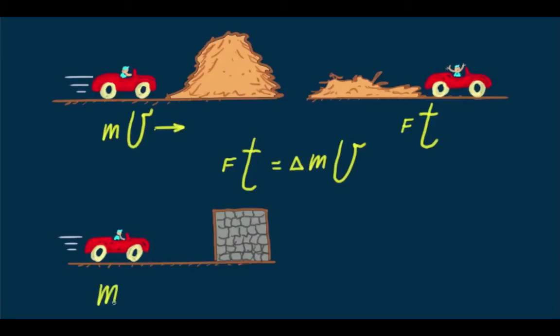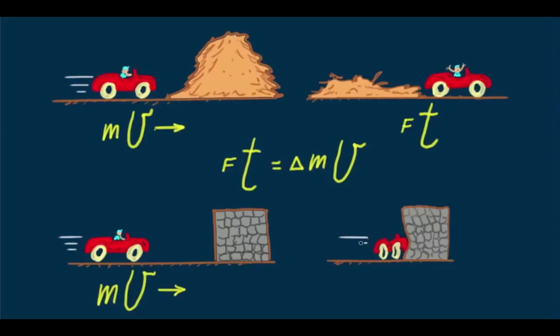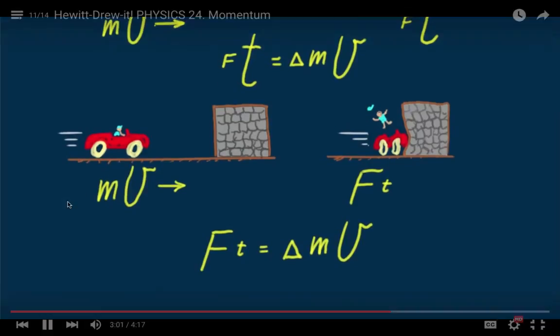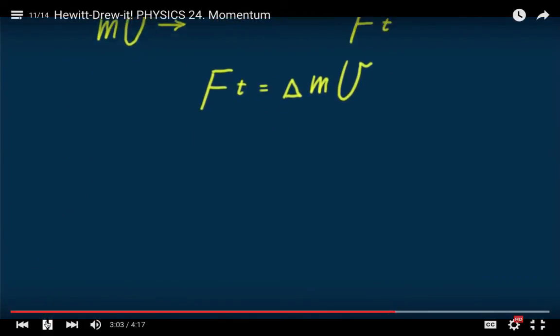But suppose the collision is with a stone wall. Oops. Here the impulse is mostly force because the time during which the impulse occurs is short. Big F t equals delta mv. So minimum force occurs when the time of contact is long. No matter how the car is stopped, the impulse Ft is the same.